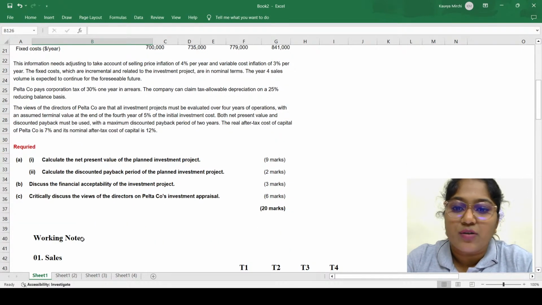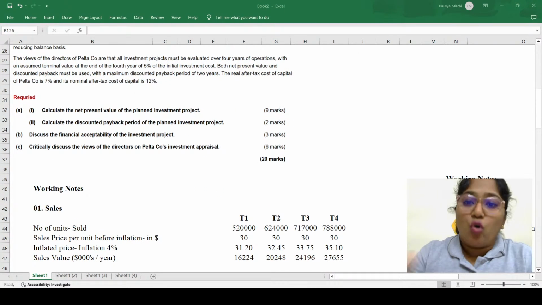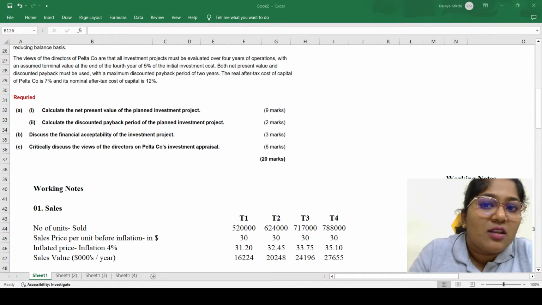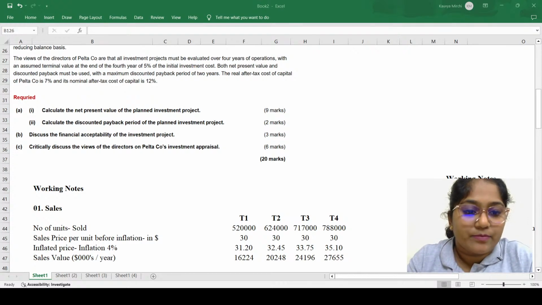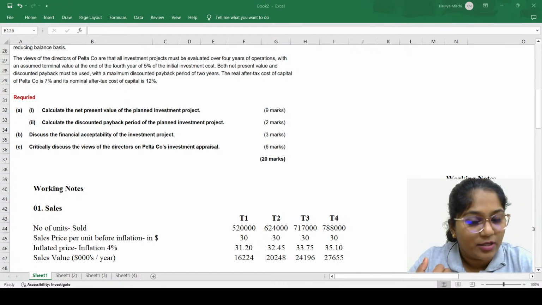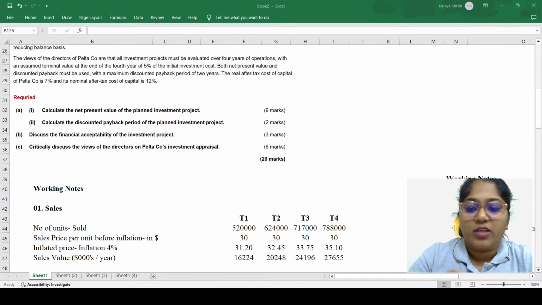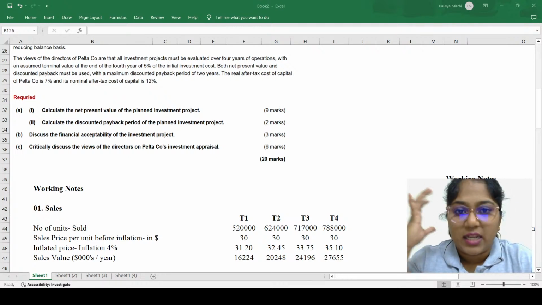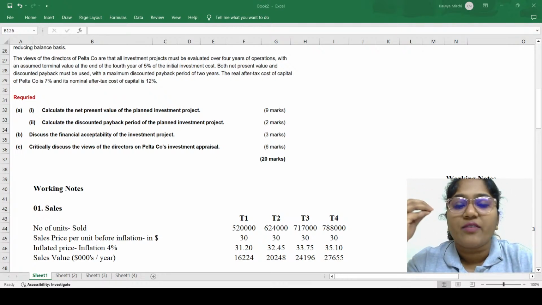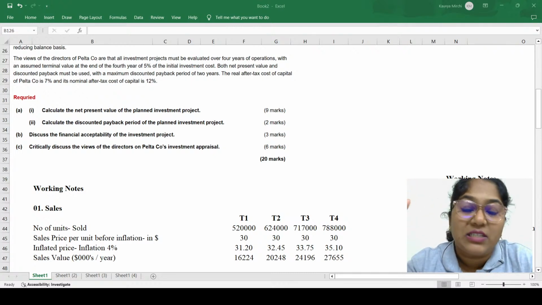But look at the next requirement. Critically discuss the views of the directors on Pelta company's investment appraisal. Guys, what we have done is more than enough for you to go ahead and consider. The sales are expected to go more than 4 years, right? One thing that you have to talk about is the evaluation period, it is more than 4 years. The director's viewpoint is that all the investment projects must be evaluated over 4 years of operation. Sometimes it is not sensible.